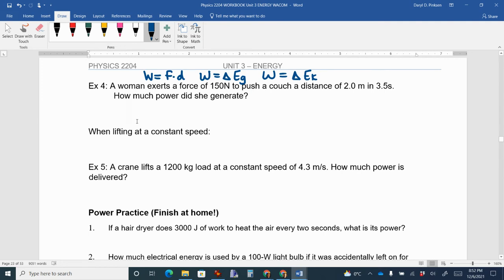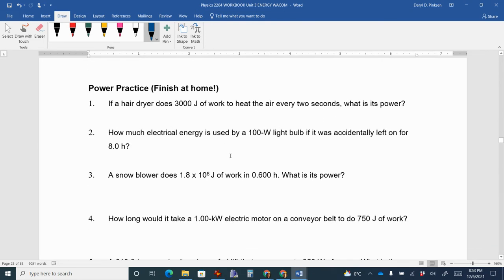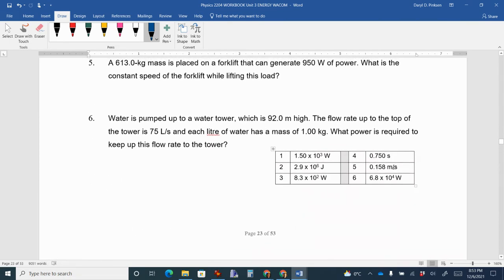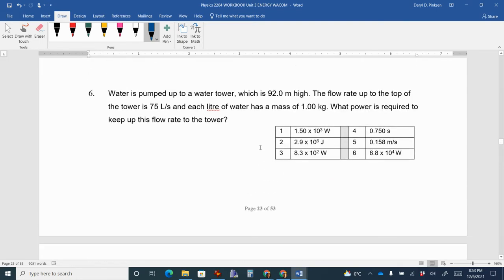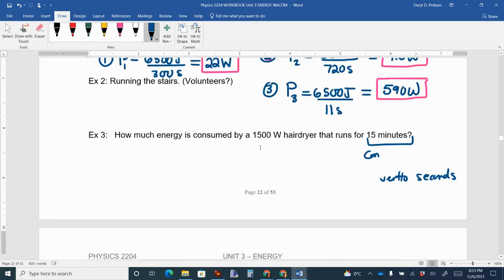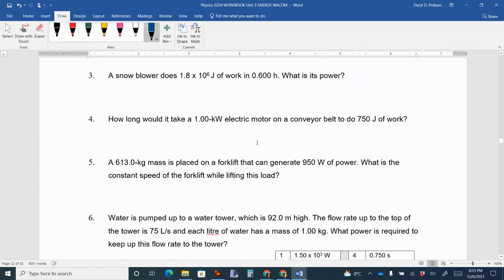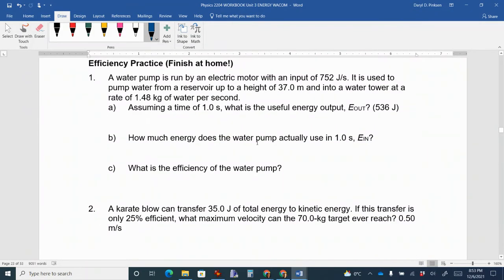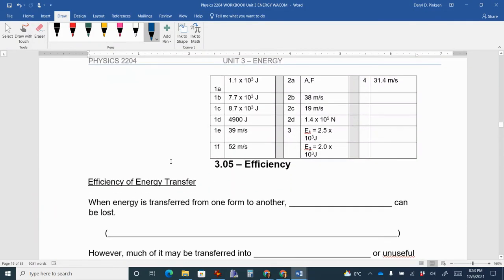So sometimes it's force times distance. Sometimes it's something being lifted. Sometimes it's something being accelerated. But all of these can be done here. So let's see, some practice, and the answers are down here. Now I'm going to backtrack. That will allow you to do the questions on power on pages 22 and 23, and these will not take long. And now let's move back to efficiency, which is on page 19.